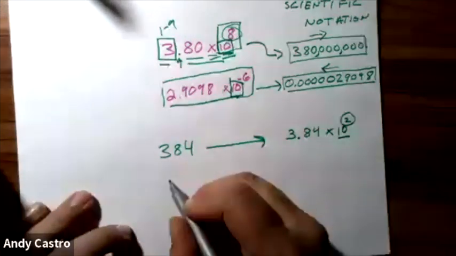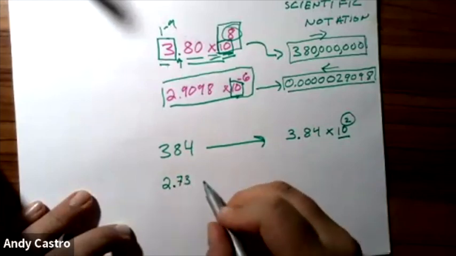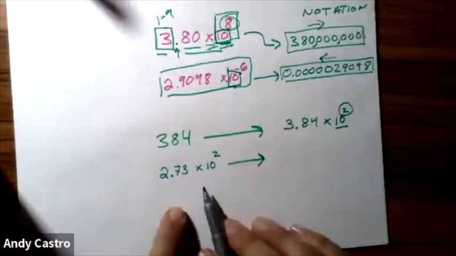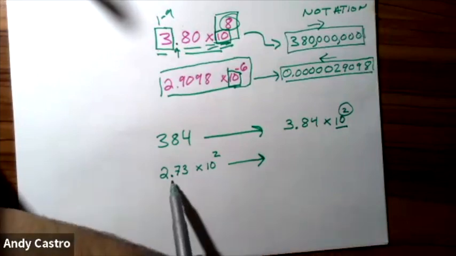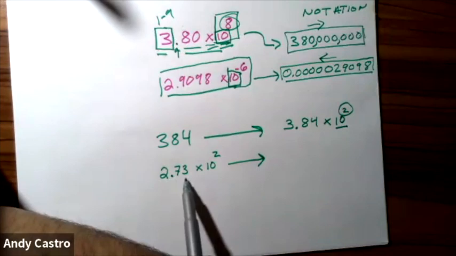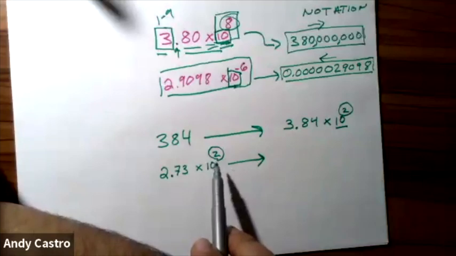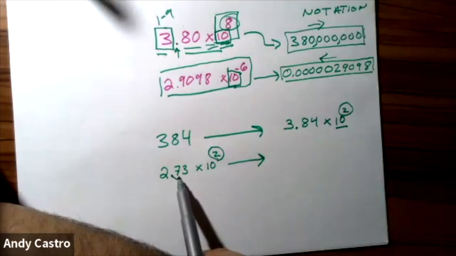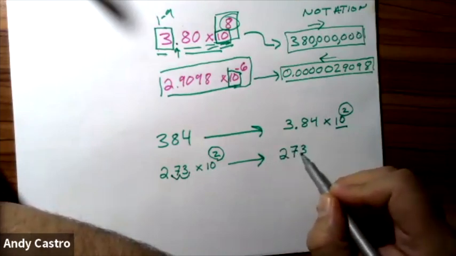Now, if I start with a number like 2.73 times 10 to the second, how do I go back to the regular number not in scientific notation? We have this number here, 2.73. This exponent here tells me how many decimal places I'm going to move. So from right here, I'm going to move 2 to the right to give me 273.